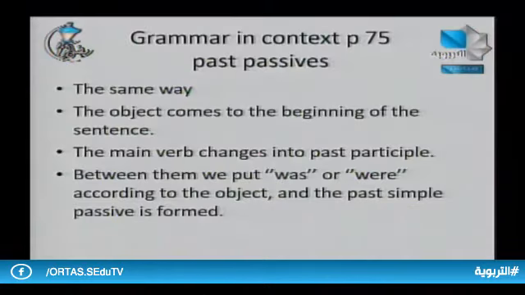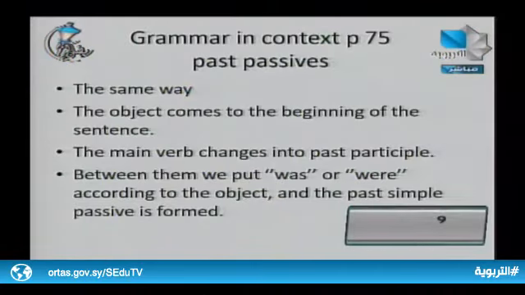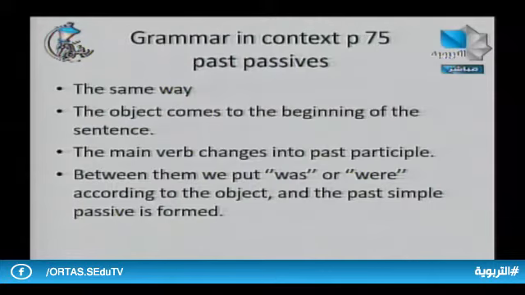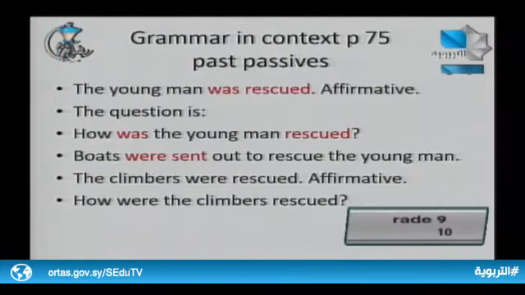He was rescued, by people, or maybe the guards, in the simple past. So "the man was rescued" or "the young man was rescued," both are acceptable. In the same way, the object comes to the beginning of the sentence. The main verb changes into the past participle. Between them, we put was or were according to the object, and the past simple passive is formed.